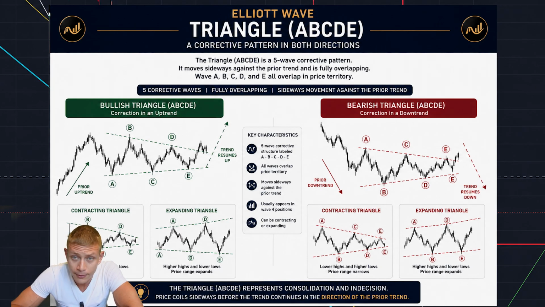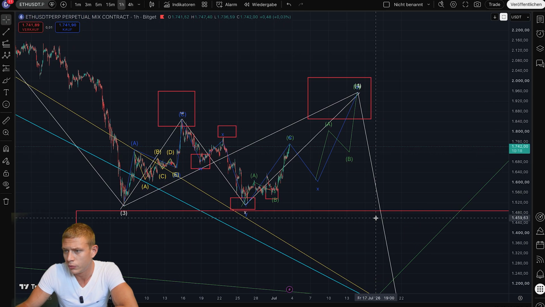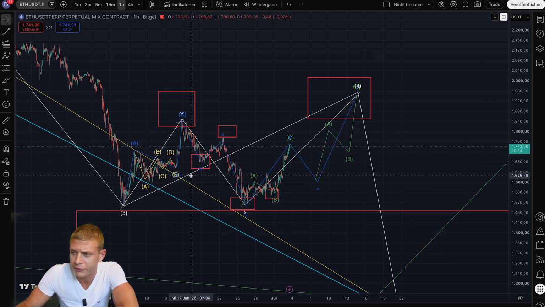So the triangle is really the most annoying one, the most time-consuming one. On the same level with the WXY, but the triangle is even more choppy. It's straight away only going sideways, so you really can only get stopped if you trade within a triangle, if we are talking serious here. So with that being said, we are going on the chart to search for a triangle, and I can already point out a pretty perfect example.